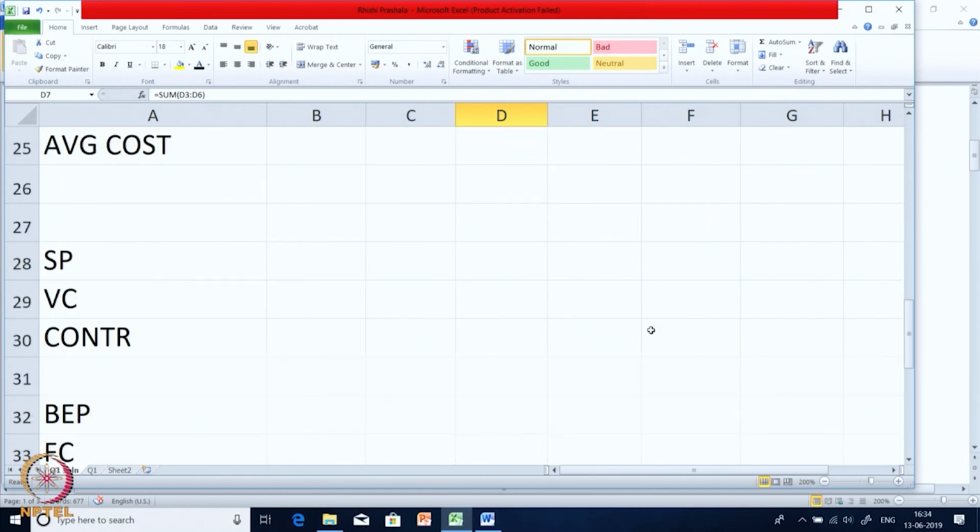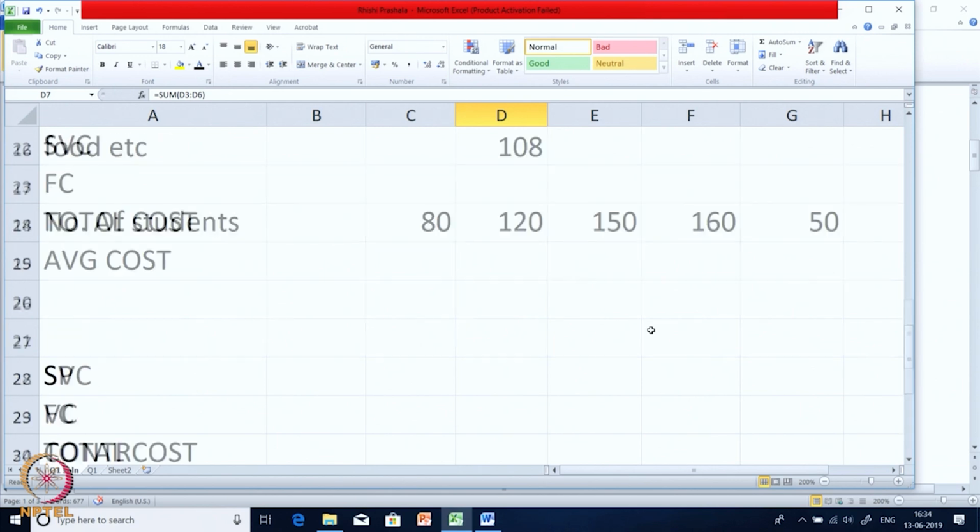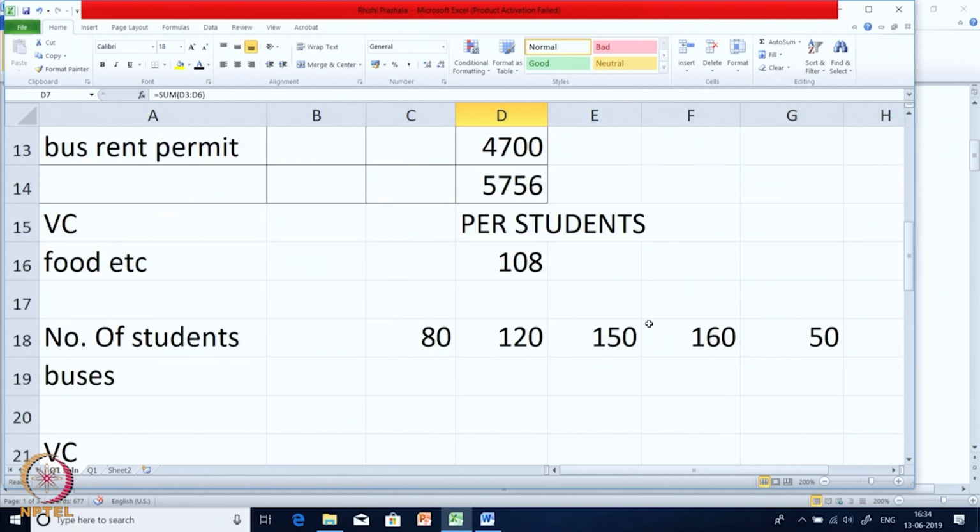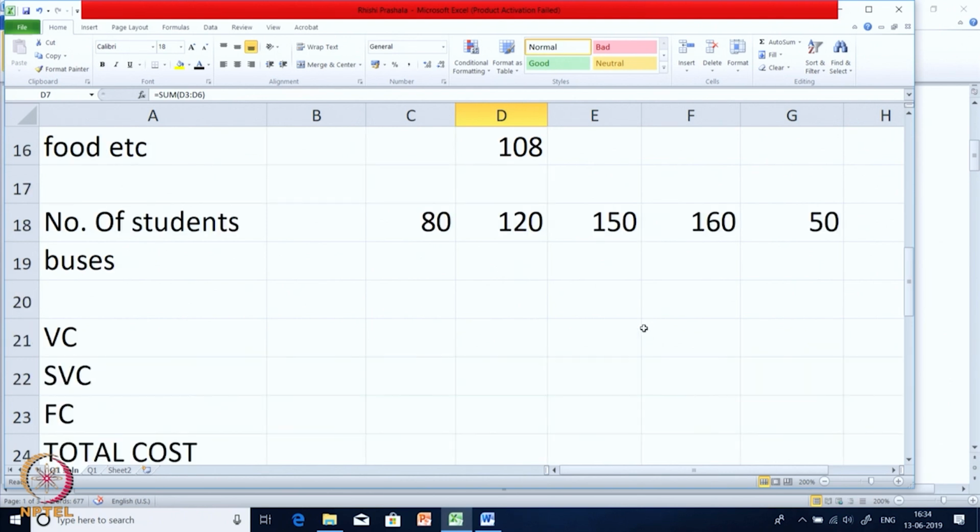Now they have actually asked us to calculate BEP and other things, but in the C part they have also asked us to calculate different costs as per the number of students. So it will be better to make different columns. So please open your netbook, prepare columns for 80, 120, 150 and 160 students, right. So how many buses will be required for 80 students? There will be 2 buses. Like that, for each of the ranges, the number of buses will be 2, 3, 3 and 4 as per the number of students.